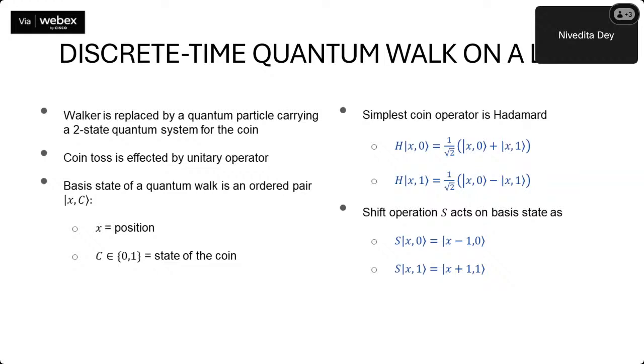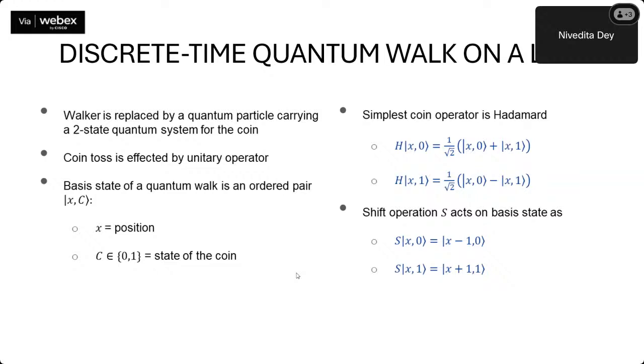Say for example, the walker is replaced by a quantum particle carrying a two-state quantum system for a coin, and the coin toss is affected by a unitary operator. The basis state of the quantum walk is an ordered pair of X and C, where X, the first position, is the position of the drunkard, and C is the state of the coin that he is tossing. So the coin operator is a Hadamard one.